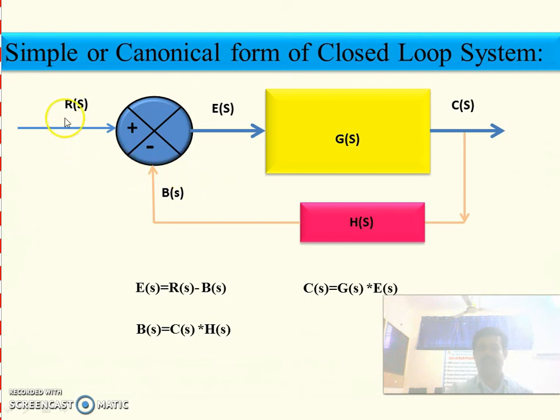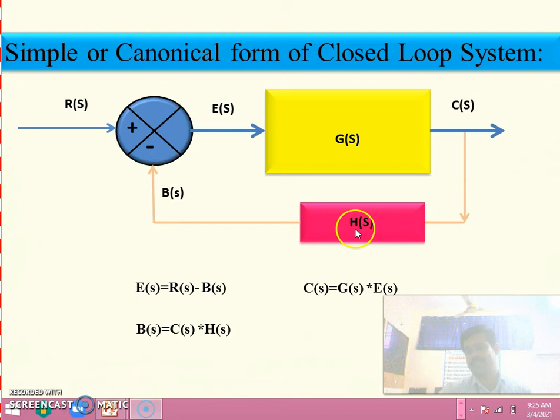Once again, R(S) is the Laplace transform of the input, C(S) is the Laplace transform of the output, and G(S) is the forward path gain. H(S) is the feedback path block's gain. Now from this figure, E(S) is equal to R(S) minus B(S).